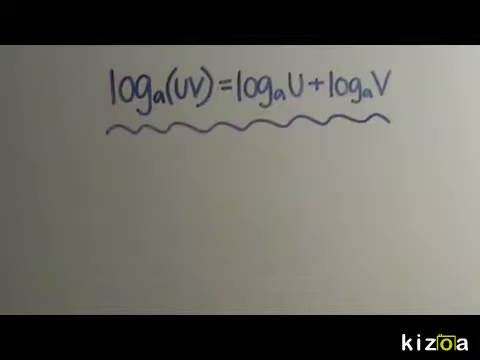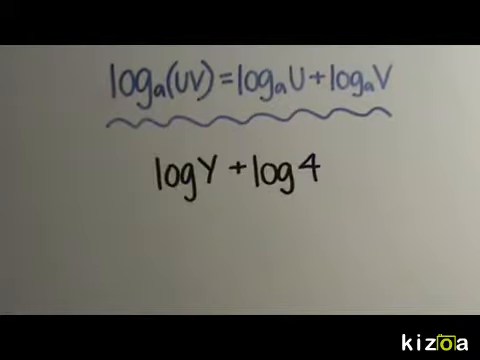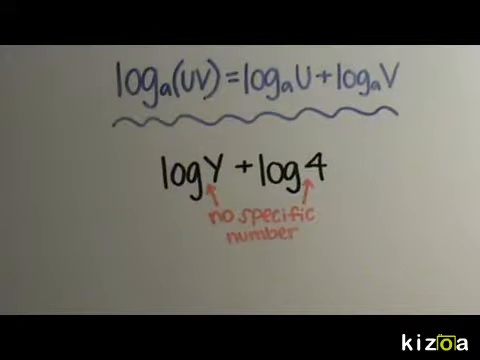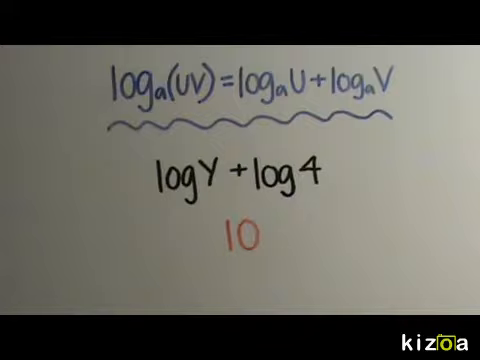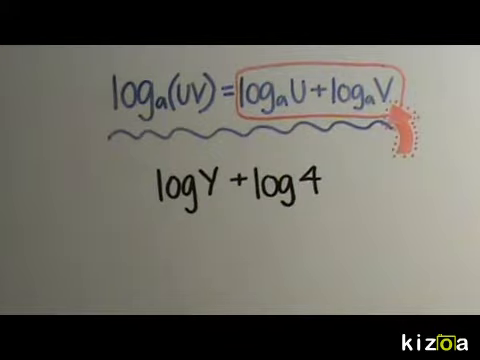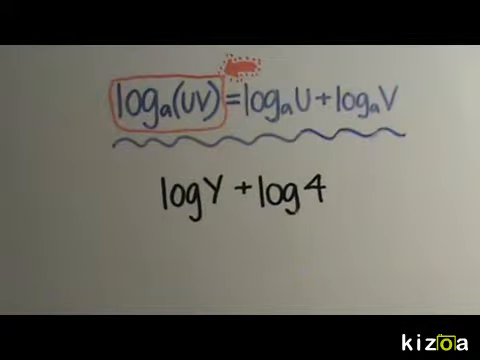Now let's try an example. The property will be displayed at the top. The example is log y plus log 4. Since there's no specific number with the logs, we're going to assume this is base 10. The format of this example is the same as the format on the right side of the property at the top, so we need to simplify it to the form on the left.